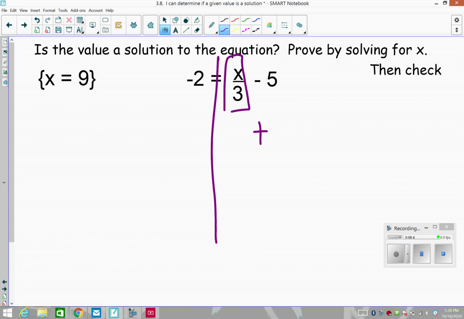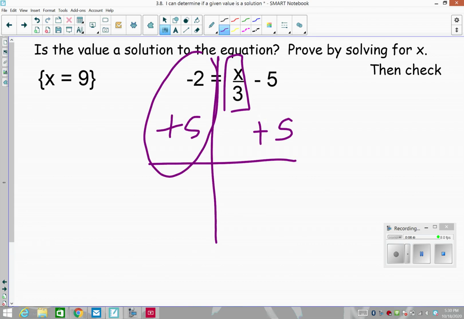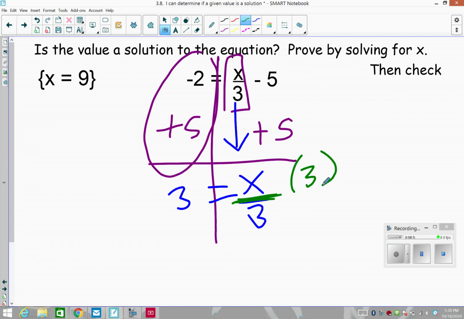So we're going to add 5, copy, paste. On the left-hand side, we get 3 is equal to x divided by 3. Drag it down. To isolate, to kill the division here, we multiply, copy, paste. What we get is x equals 9.